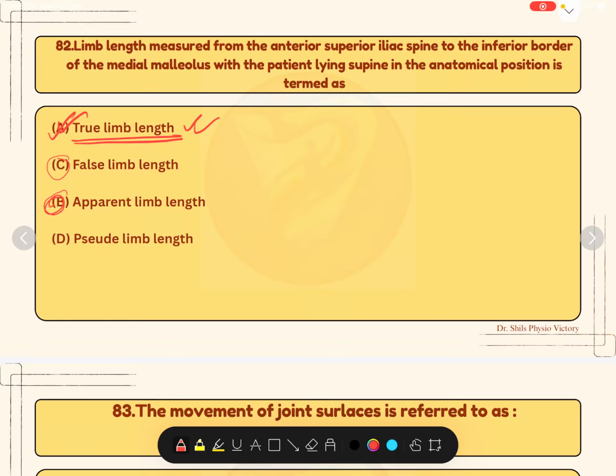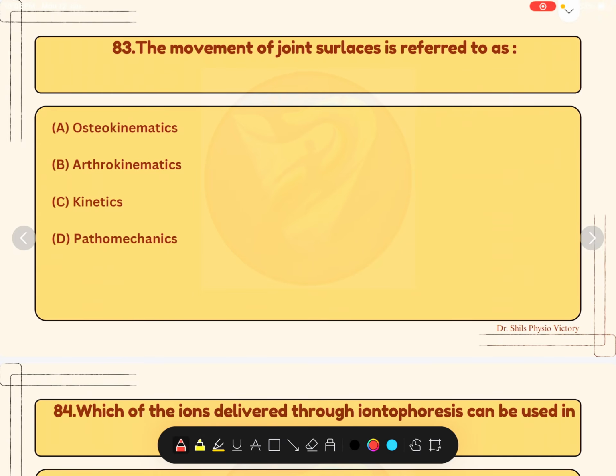Next, come to question number 83. The movement of joint surfaces is referred to as option A, osteokinematics, option B, arthrokinematics, option C, kinetics, option D, pathomechanics. So joint surface movement is called arthrokinematics.